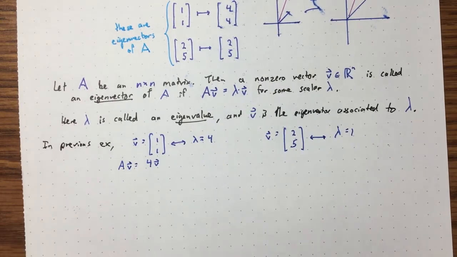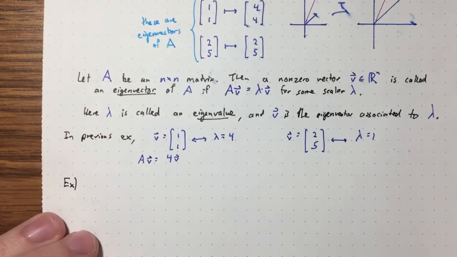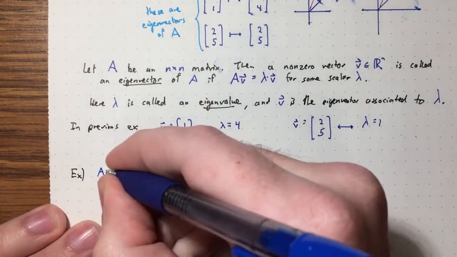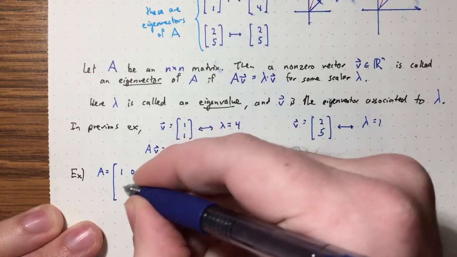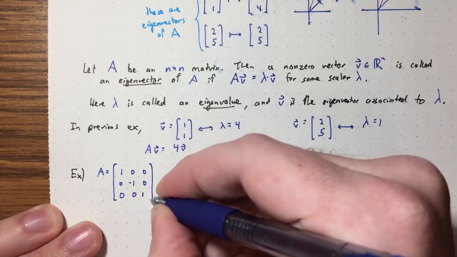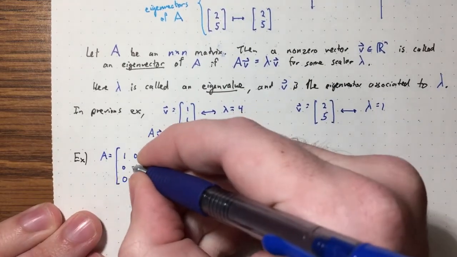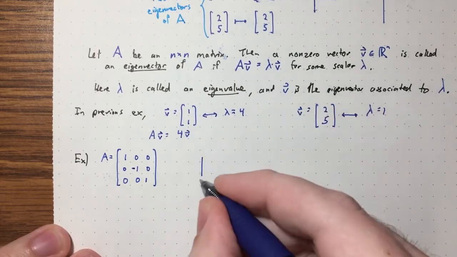All right, let's do a bunch of examples. So let's make it interesting. Let's do a 3 by 3. But we'll keep the matrix relatively simple so we can interpret it as a linear transformation. How about this one? So it's the identity matrix, but I put a -1 in there. Can you see what this matrix is doing? What is the linear transformation?